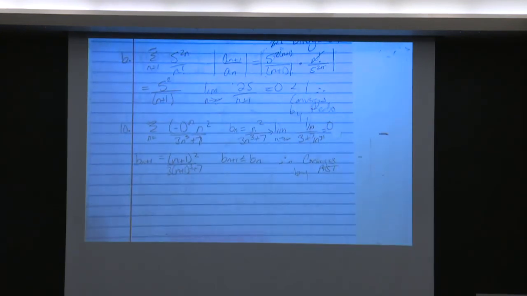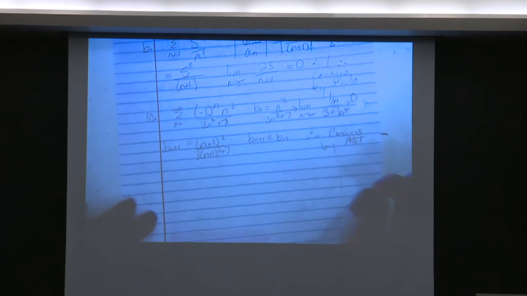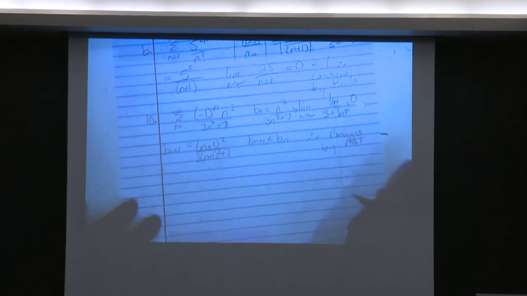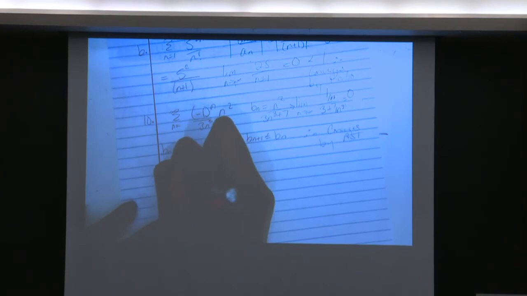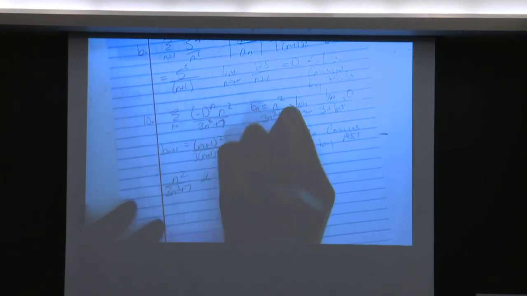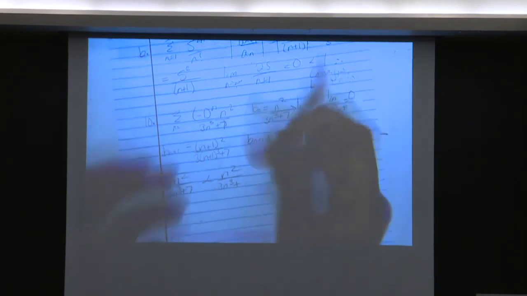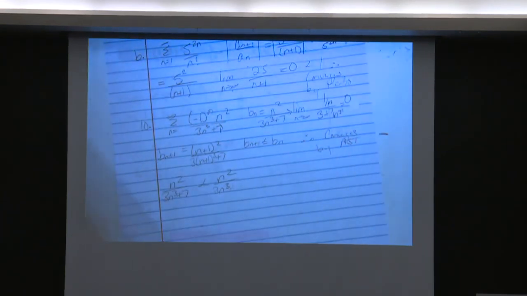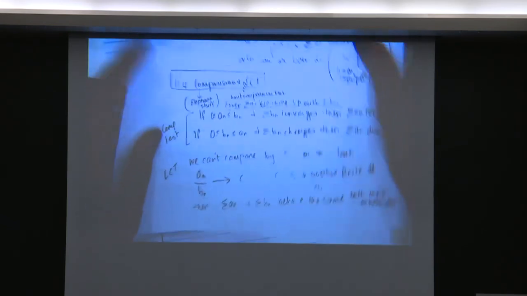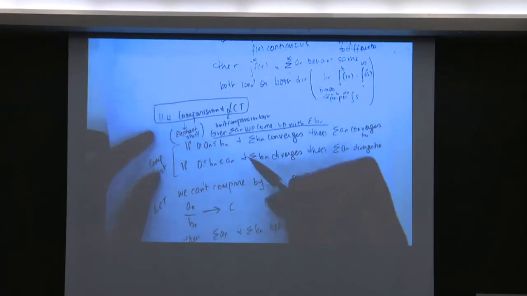Now I'm going to use a different test. With this one, let's go ahead and use the comparison test and see how far we can get using that. I'm going to compare it to this, and just take out that plus 7: 3n cubed. This is what my comparison test says. This is my a_n, and this is my b_n.